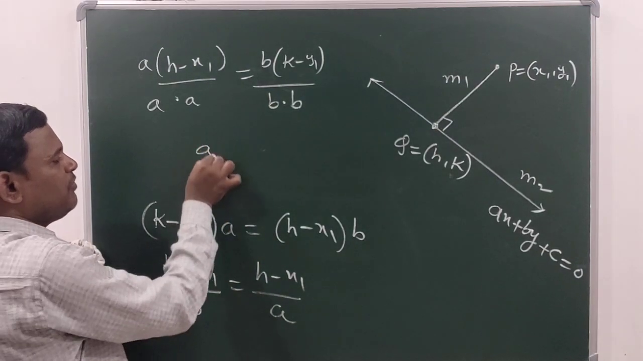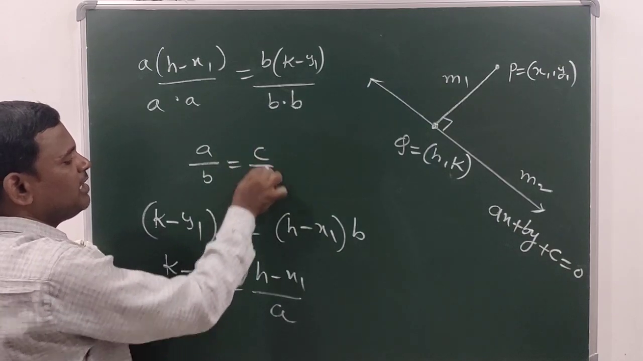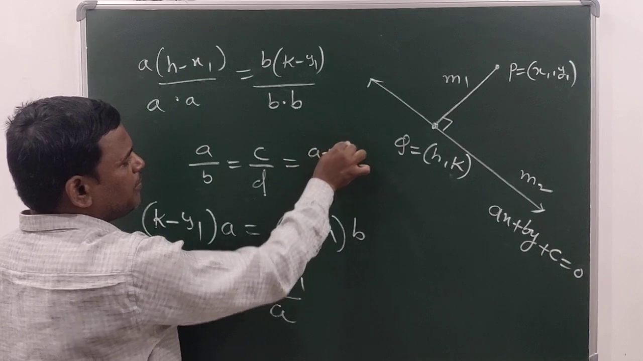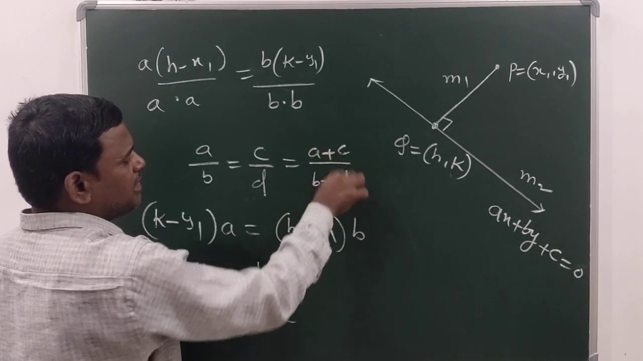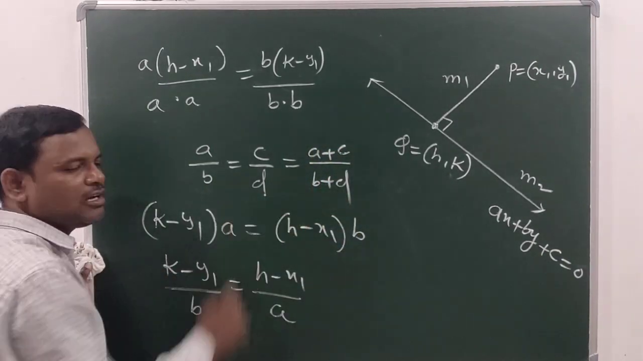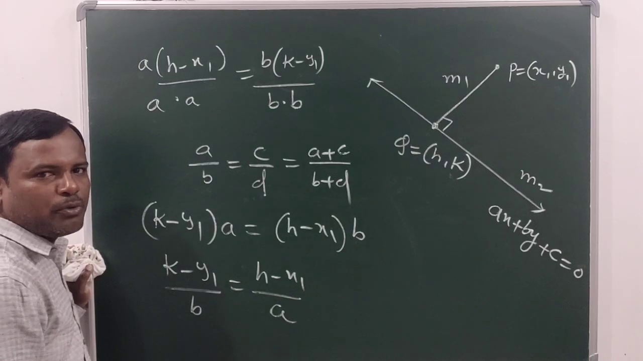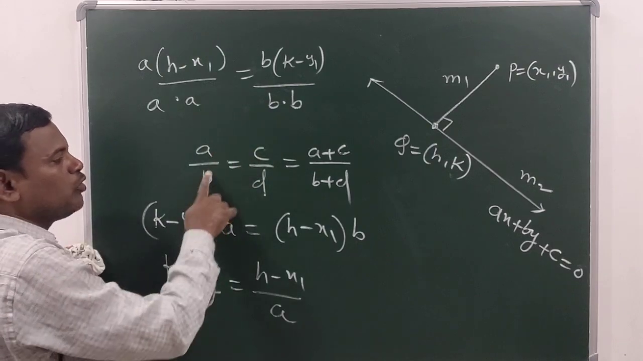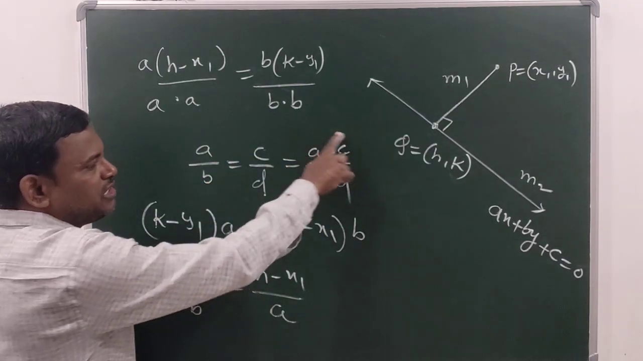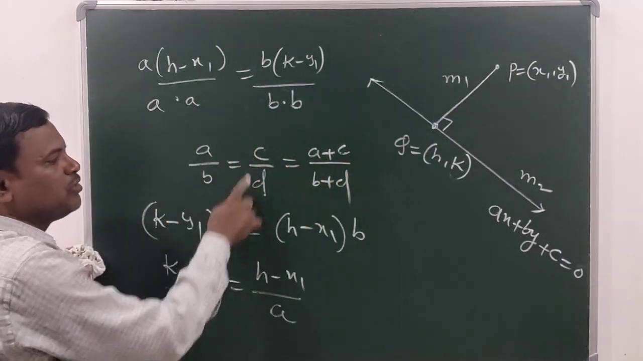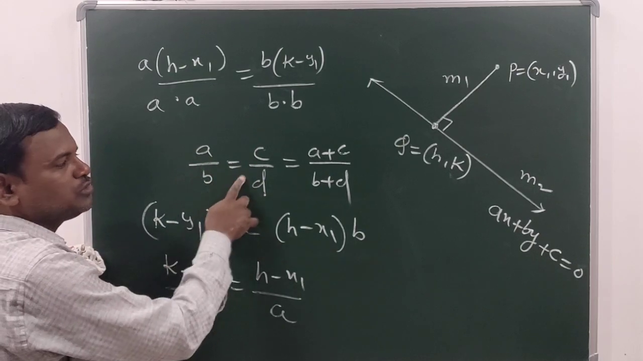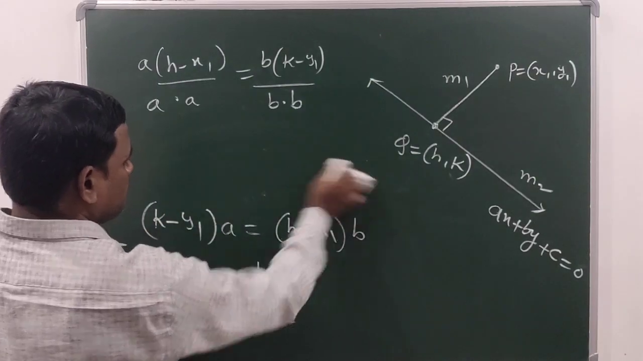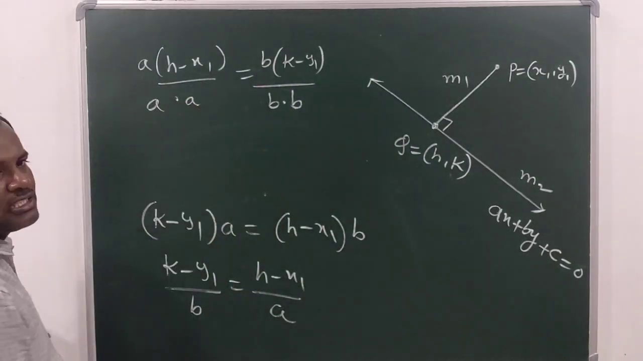So if a by b equal to c by d, so these two ratios are in proportion, then it is equal to a plus c by b plus d. So you read this property in the proportion chapter. After this step, I am going to apply this formula. Like if a by b equals c by d, then these two ratios are equivalent to a plus c by b plus d. So this is equivalent to this.